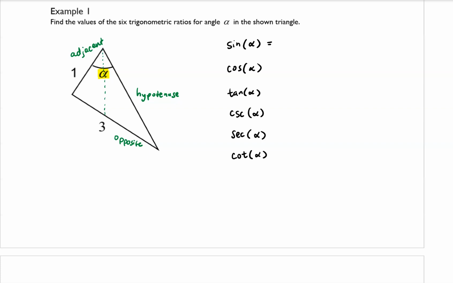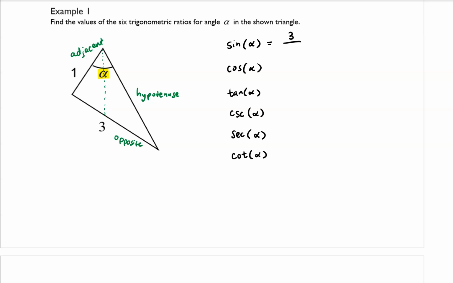And if we use our handy mnemonic device, we have Sohcahtoa, and I'm going to start with So. Sine of alpha is equal to the opposite side length, which in this case is 3, divided by the hypotenuse length, which we actually haven't figured out yet.